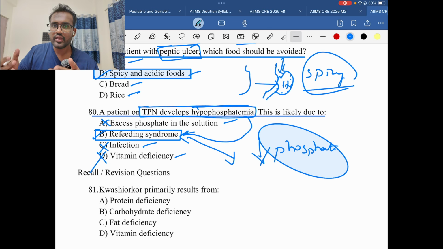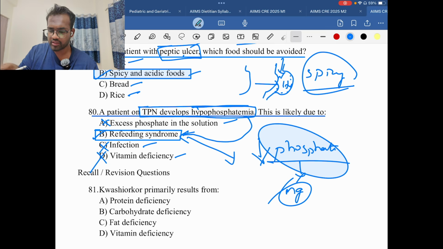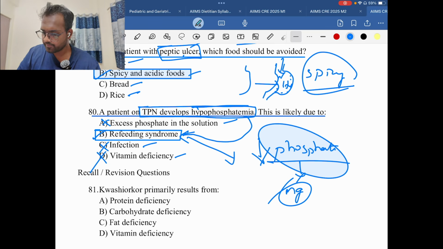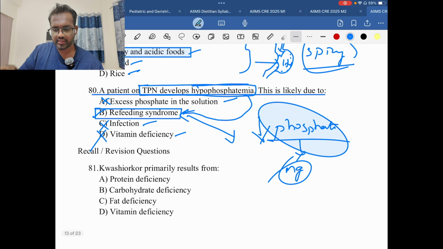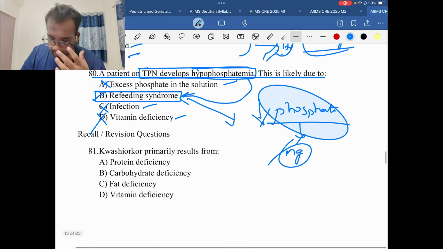In this refeeding syndrome, the phosphate levels go down. It is a very severe condition. Always remember, if the question asks which electrolyte we should monitor during refeeding syndrome, then always go for phosphorus. If phosphate is not there, the second important mineral is magnesium. I have talked about this in my past videos also, you can recall it once. And I have mentioned it in detail in my series notes, you can just go through it once.